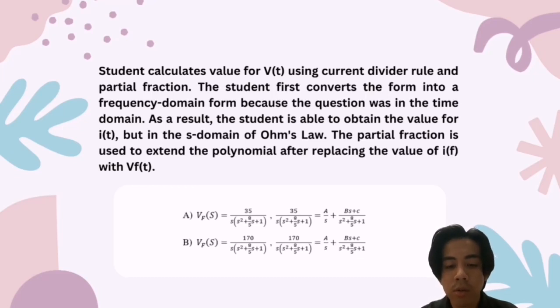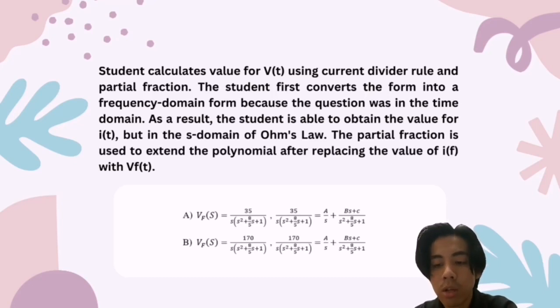In order to begin the calculation, we first convert the form into a frequency domain form because the question was in the time domain. As a result, we are able to obtain the value for I(t), but in the S domain of Ohm's law. The partial fraction is used to expand the polynomial after replacing the value of IF with VF(t). After we expand the polynomial, you can see that we get this equation. For question A, we get VF(s) equals A over s plus (Bs plus C) over (s squared plus 8/5 s plus 1). And for question B, we get VF(s) equals A over s plus (Bs plus C) over (s squared plus 8/5 s plus 1).